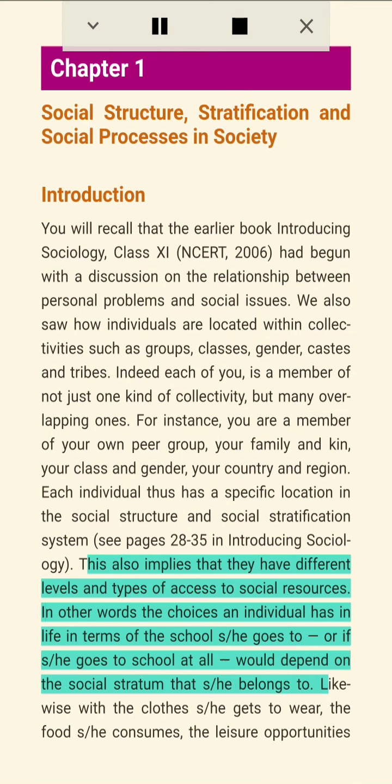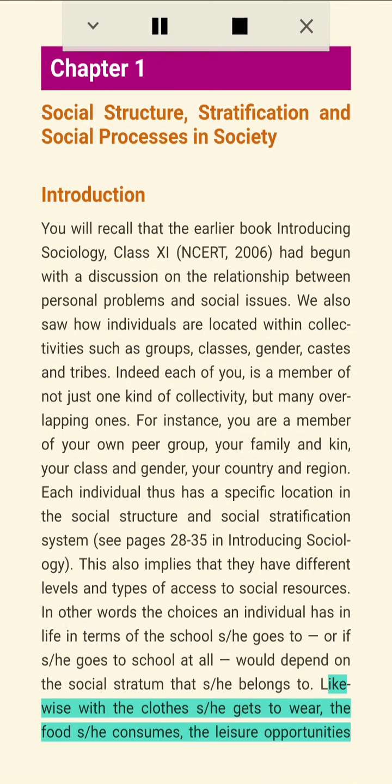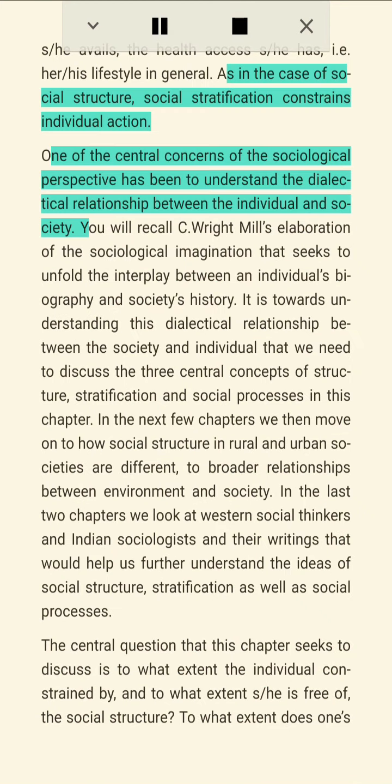In other words, the choices an individual has in life in terms of the school he goes to, or if he goes to school at all, would depend on the social stratum that he belongs to. Likewise with the clothes he gets to wear, the food he consumes, the leisure opportunities he avails, the health access he has, i.e. his lifestyle in general. As in the case of social structure, social stratification constrains individual action.